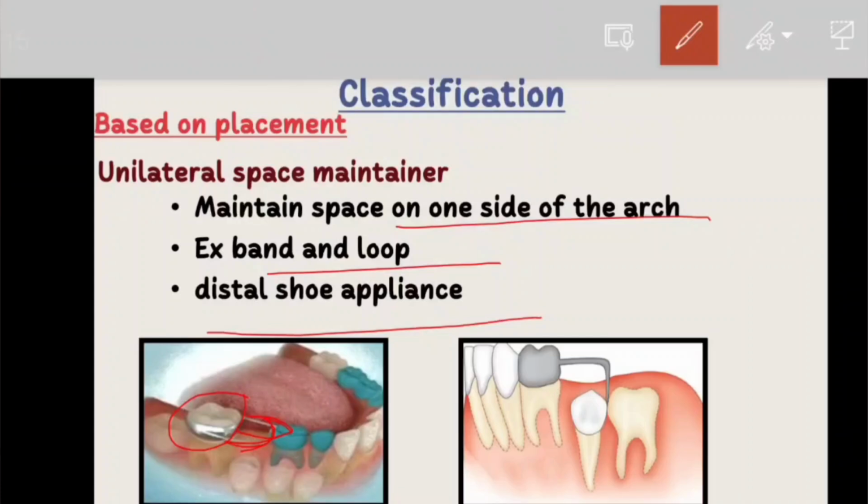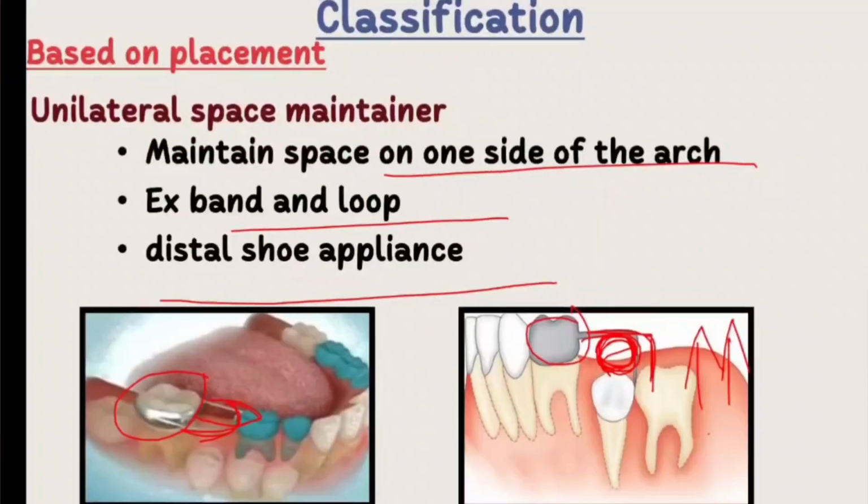Second one is the distal shoe appliance. It is used when the second primary molar is lost before the eruption of the first permanent molar. This guides the permanent molar eruption. This is a distal shoe appliance.